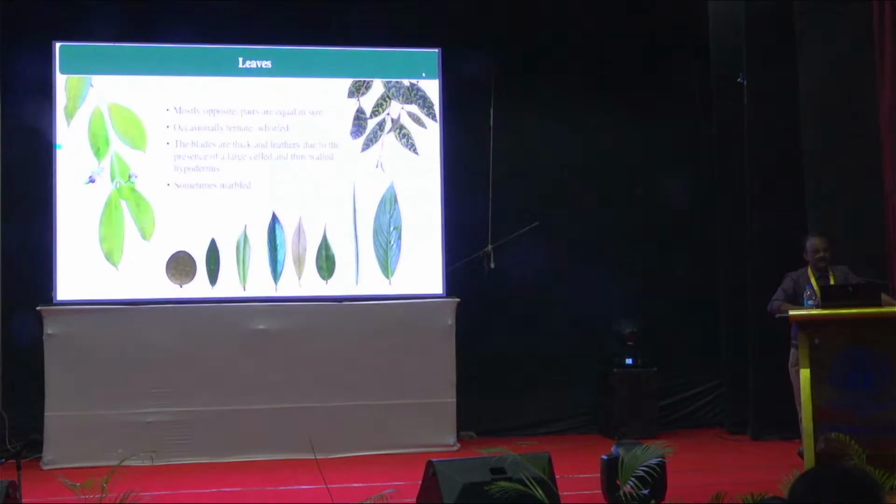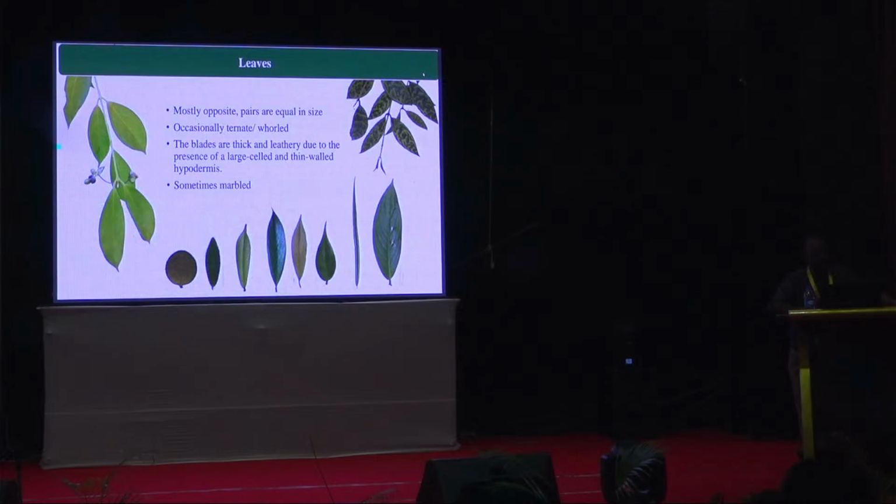And the leaves are basically opposite in phyllotaxy, and very rarely they are ternate or whorled towards the apical region. In a few species occurring in the adjoining countries, they are in ternate or whorled phyllotaxy. One other character is the thick and leathery leaves. The plants are exposed to higher temperatures, so they have their own adaptation with thick leathery leaves. And sometimes in one particular group, we can see marbled leaves on the right top.